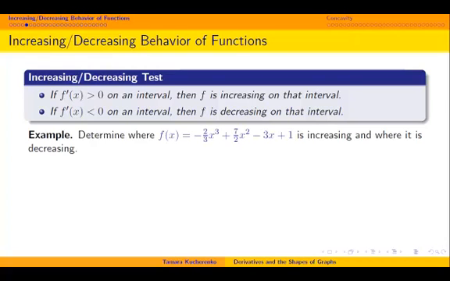Let's use this test to determine where f of x equals negative 2/3 x cubed plus 7/2 x squared minus 3x plus 1 is increasing and where it is decreasing. First, we need to find the derivative of f. Using the power rule for differentiation, we obtain that f prime of x equals negative 2x squared plus 7x minus 3.